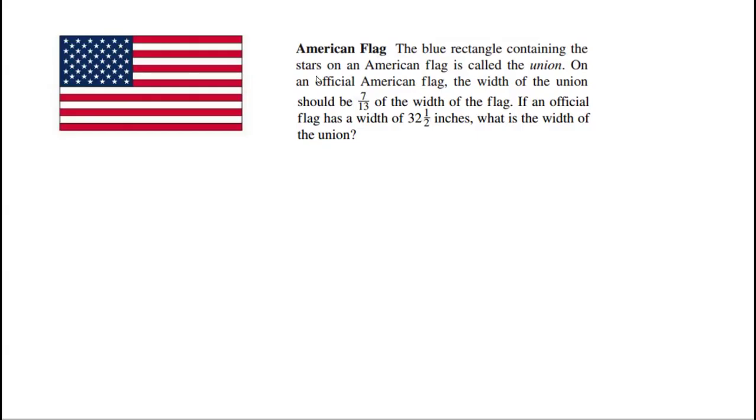It says the blue rectangle containing the stars on the American flag is called the Union. On an official American flag, the width of the Union should be 7/13 of the width of the flag. So that's our key information here. It tells us that the width of the Union is 7/13 of the width of the flag. Okay. What's another word for "of" in math terms? What's another way we can represent "of"? Anybody remember?